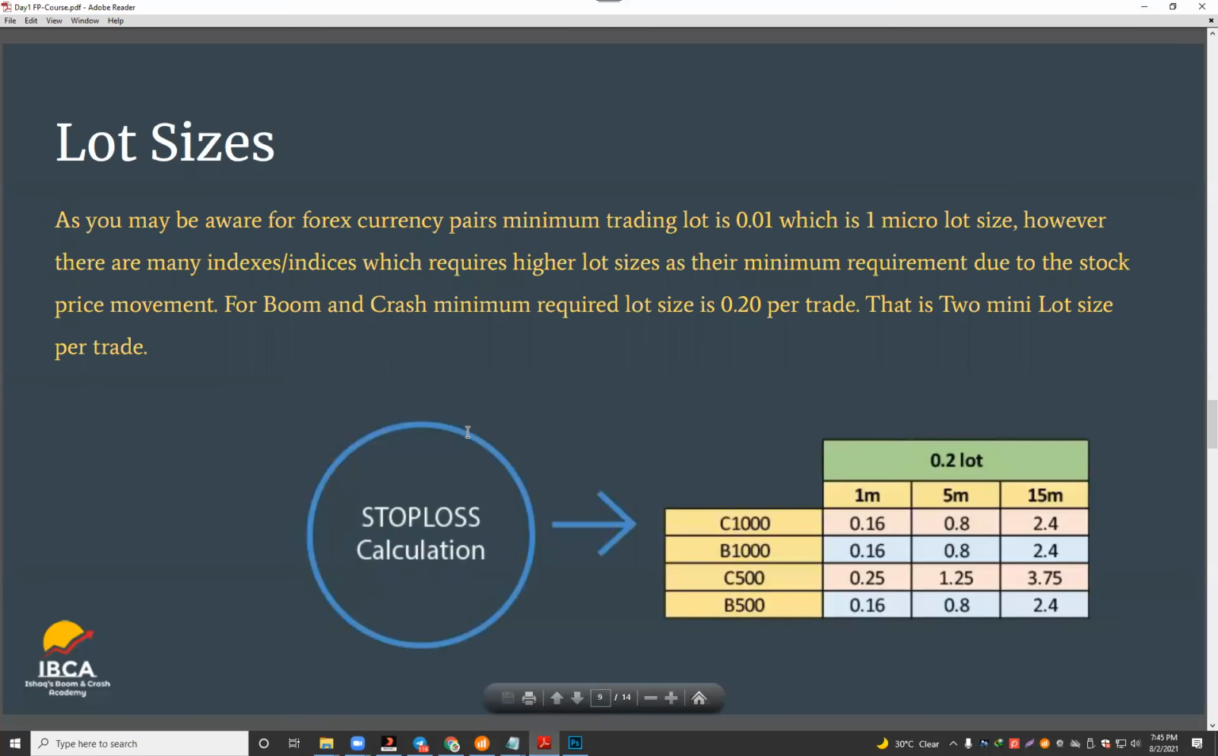Okay, come here now. Lot sizes, right? 0.2 lot. This is the smallest lot in Crash 1000, Boom 1000, Crash 500, Boom 500. You cannot purchase less than 0.2 lot, but you can purchase more than 0.2 lot, right? So this is your minimum lot. This lot calculation, let's see.